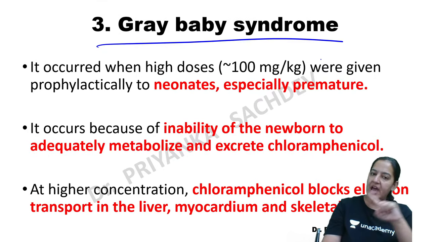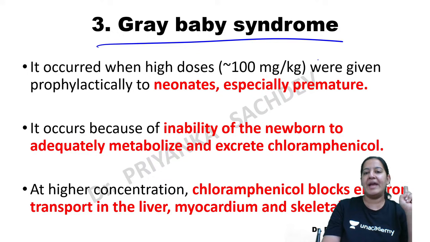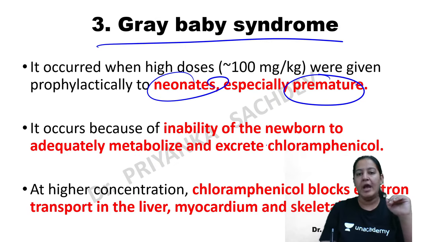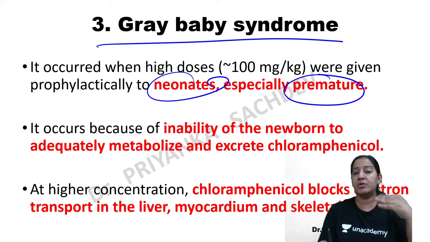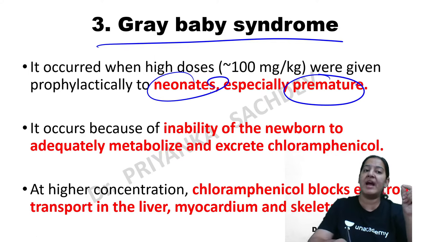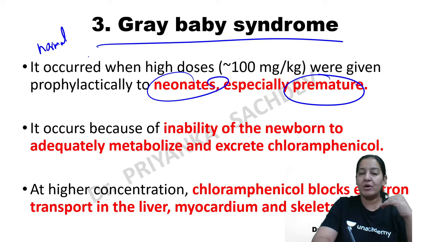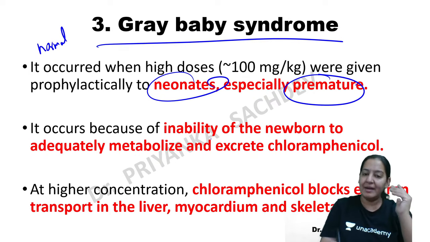So never give chloramphenicol to an infant or a neonate or a premature baby. Because a neonate or premature baby cannot excrete it well, because their liver is not mature. In babies, the liver is immature. So they cannot excrete it. So even if you are giving normal doses, it will accumulate in the body. Because they are unable to excrete it, right? And in the newborn baby, it will again cause bone marrow suppression.